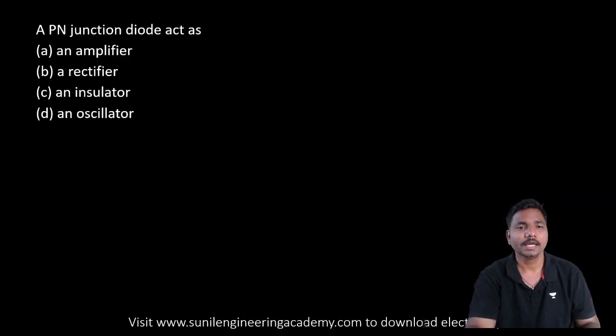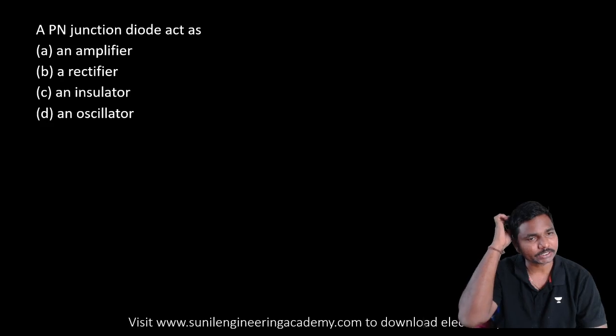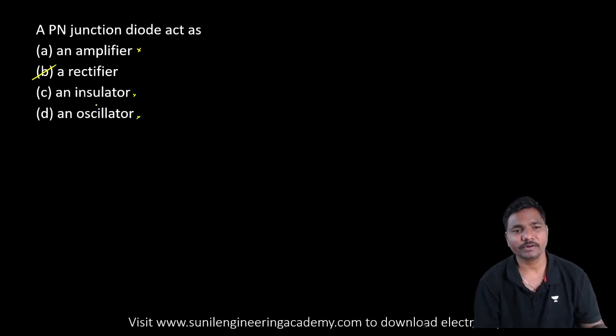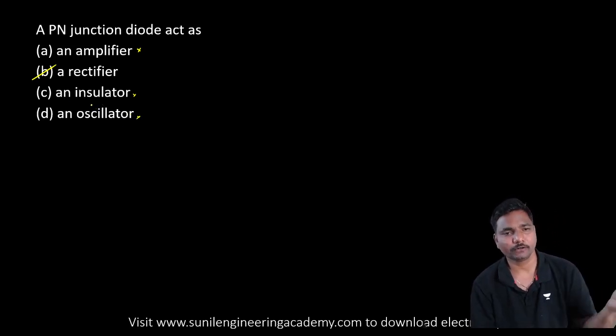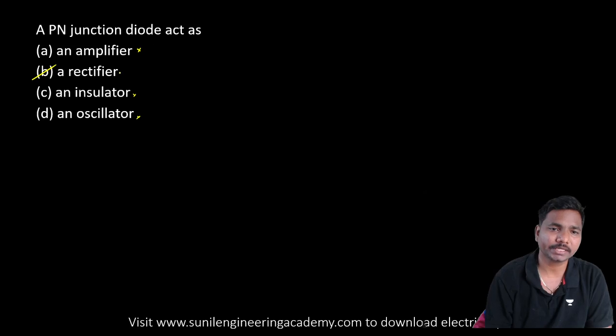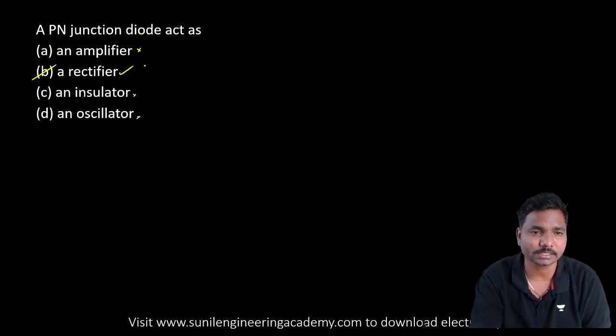Coming to the next one: a PN junction diode acts as dash. We know a PN junction diode is not an amplifier. It can act as a rectifier. Yes, it can convert AC to DC. It may also act as an insulator in case of reverse bias, but they have not specified that. So the best application is rectifier. So the answer is option B.